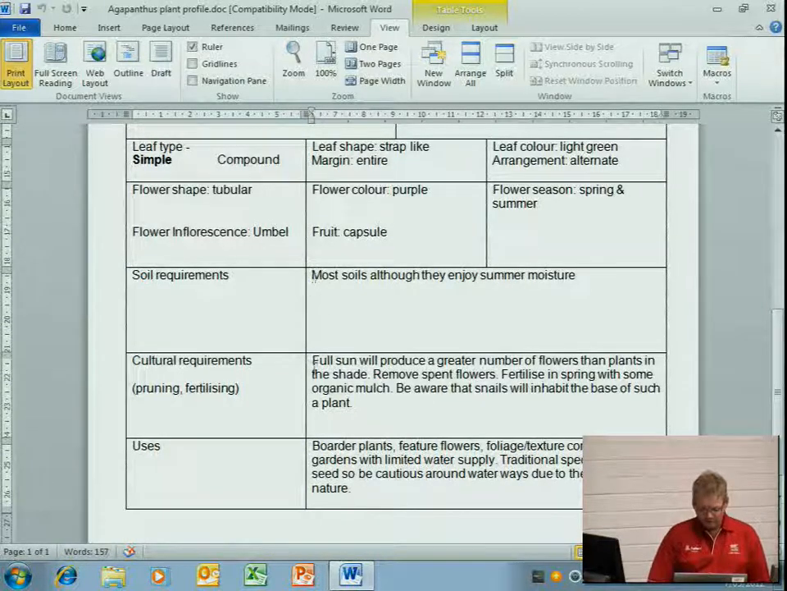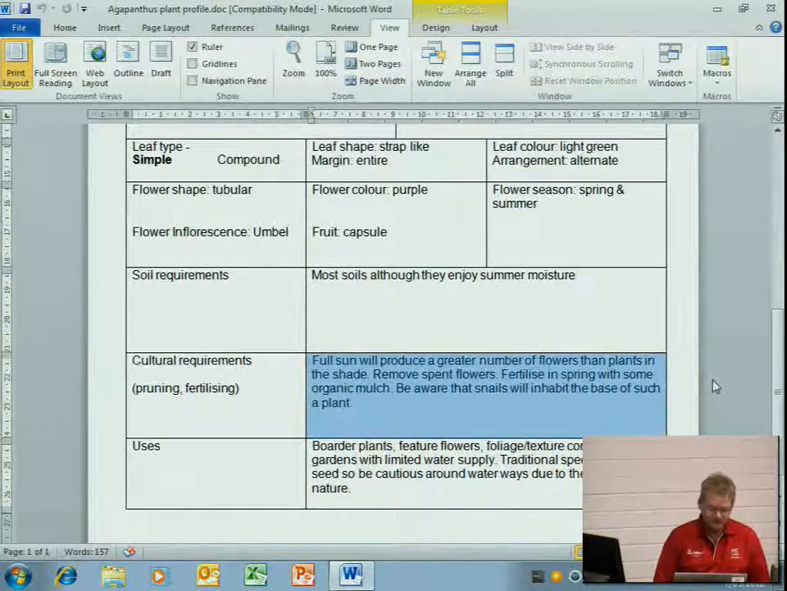Cultural requirements, so they enjoy full sun, and they'll produce greater flowers in full sun. If you plant them in the shade, often the flower display will be greatly reduced. You need to look towards removing spent flowers with pruning during the summer period, and fertilise in spring with some organic mulch if you can spare it. It's always of benefit, just keeping that nutrient cycle happening.